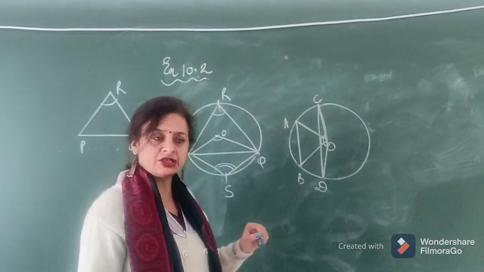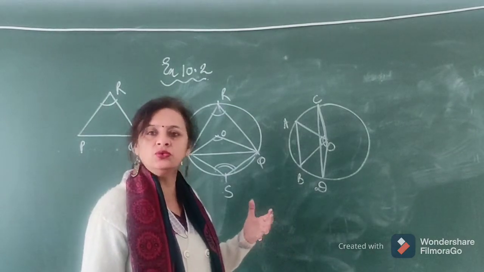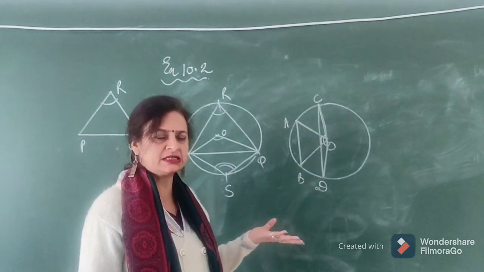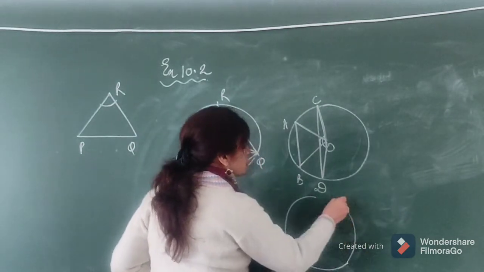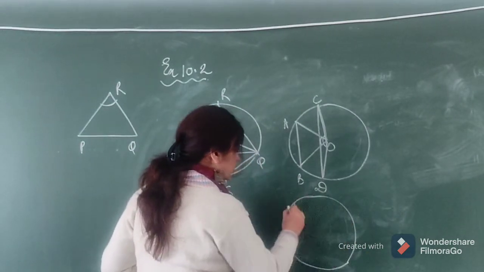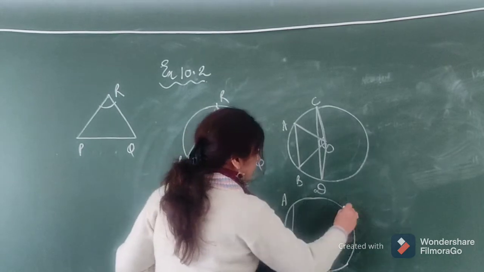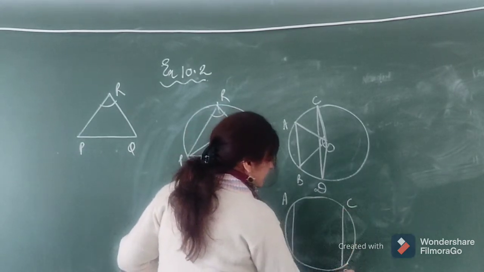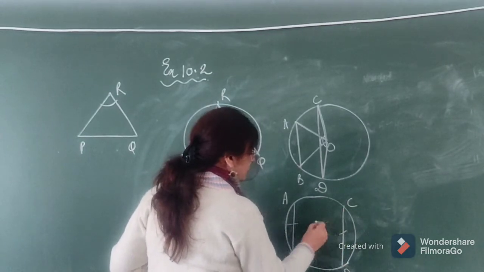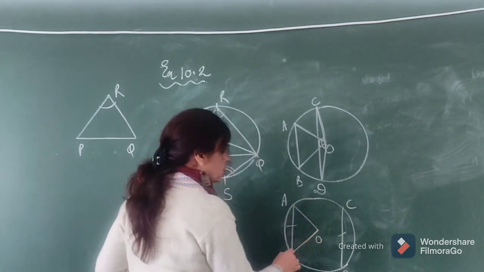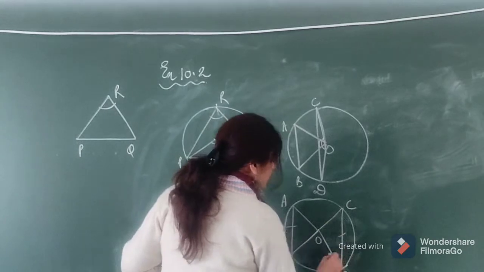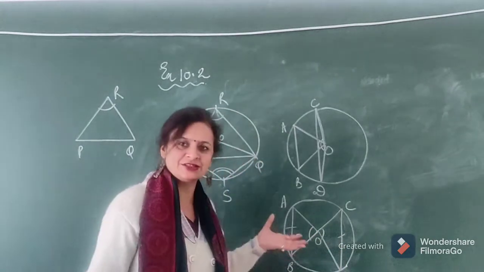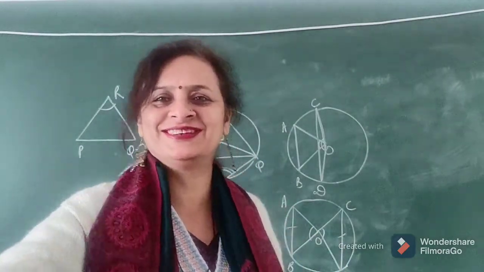So is there any relationship between two equal chords when they subtend central angles? Let's check it through an activity. I am going to take one circle and two equal chords. Say this is your AB and say this is your CD. They are equal in length and this is the center. So, will angle AOB be equal to angle COD or not? Let's check it through an activity.